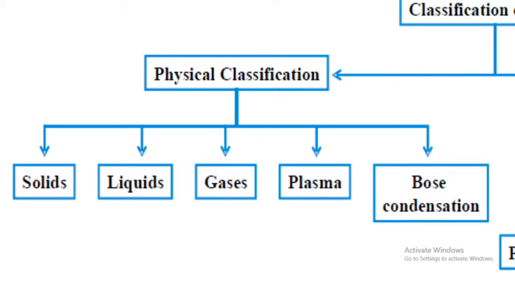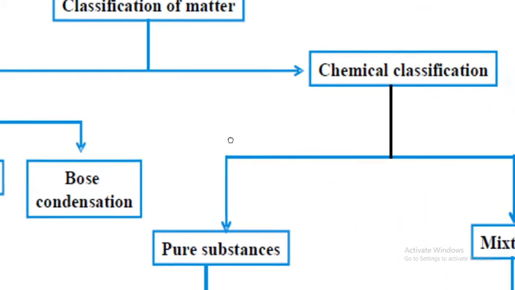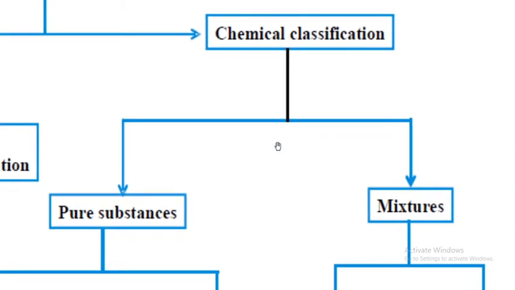This is based upon the type of particles existing in the matter and their arrangement. One more classification, chemical classification, is based upon the chemical substances present in the matter, based upon the purity, what kind of particles are present in the matter. If all are the same kind of particles in a matter, then that matter or substance is called a pure substance. If it contains more than one kind of particles, then it is called a mixture. This chemical classification we are going to see further.